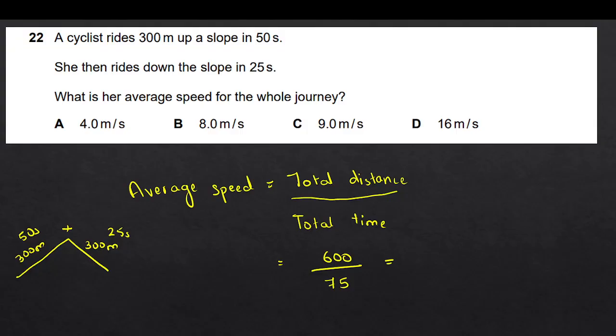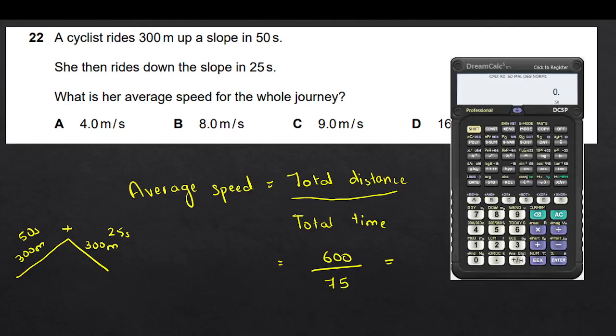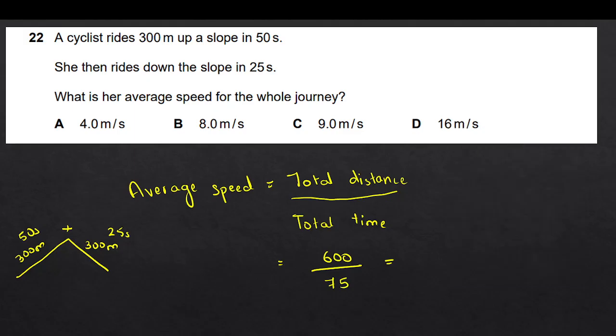So let's input these values in our calculator. So we can take 600 over 75, and that is 8. So the answer would be 8.0 meter per second. So the correct answer is option B, 8.0 meter per second.